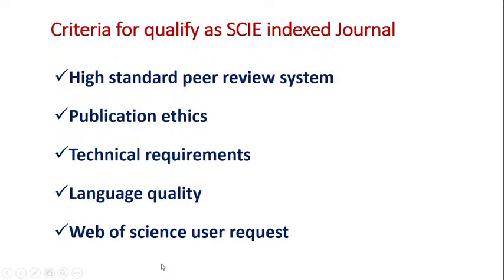So normally all databases look at the user request, right? Even UGC-CARE also, through the user request, some journals are recommended. So users, for example Web of Science users, are continuously monitoring a particular journal, maintaining quality for a long time. So if it is good, then the journal will be considered in the Web of Science indexing process.